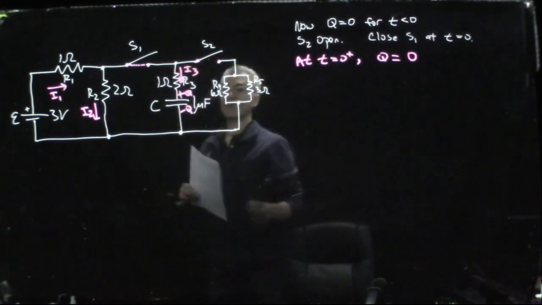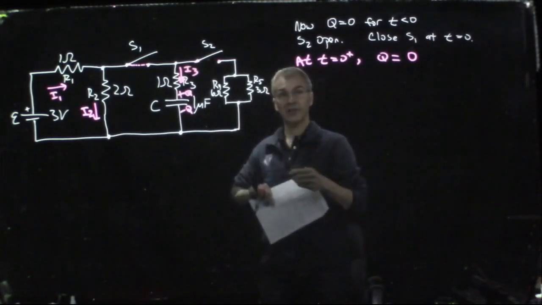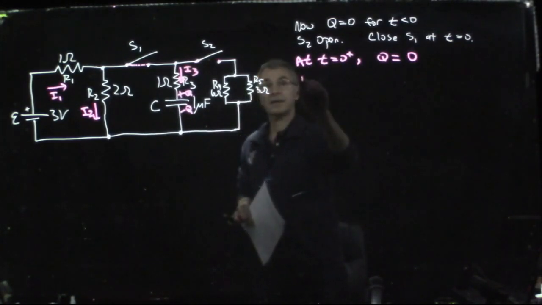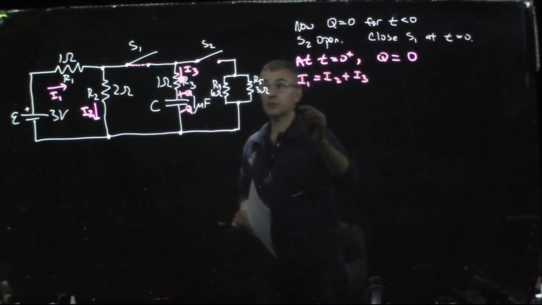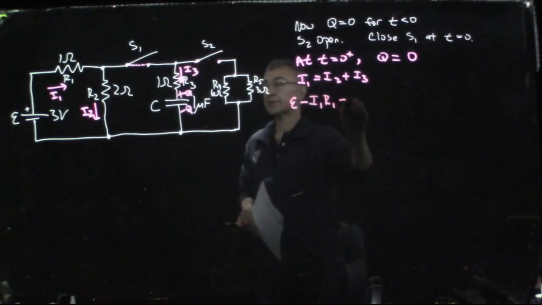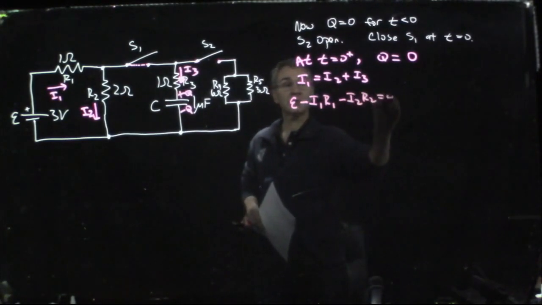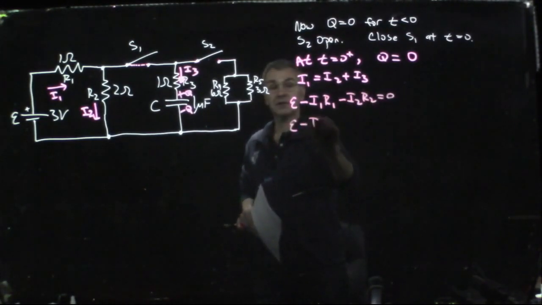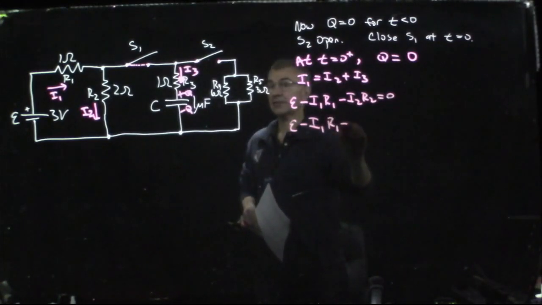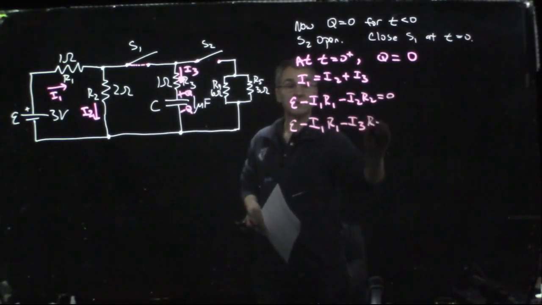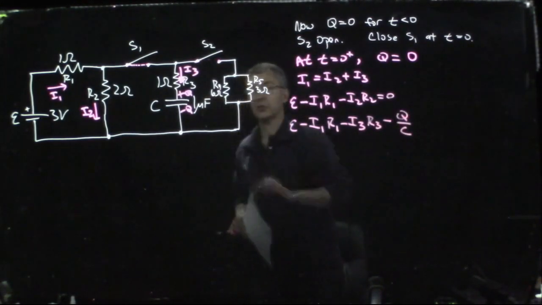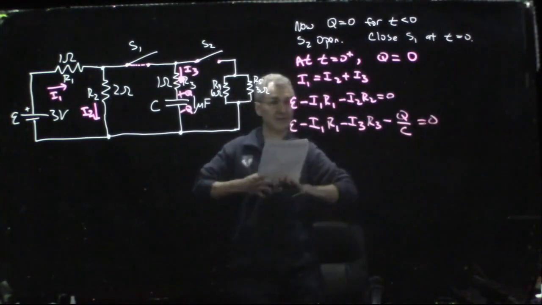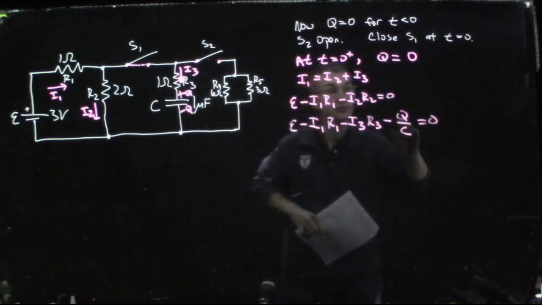I indicated my directions; if they come out positive, they're going to be the directions I drew them. We know that I1 equals I2 plus I3, and we can write the loop rule. The loop rule says the battery EMF minus I1 R1 minus I2 R2 equals 0, and the battery EMF minus I1 R1 minus I3 R3 minus Q over C equals 0. Here's my convention: plus Q on the top plate, minus Q on the bottom plate, which lets me write Q over C this way. But at this point that doesn't matter, because we still have Q equals 0.